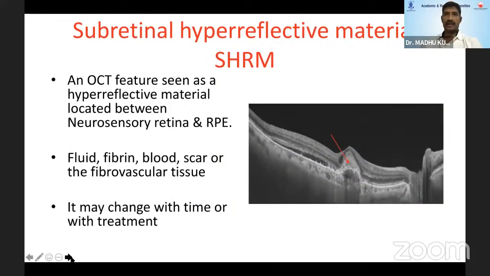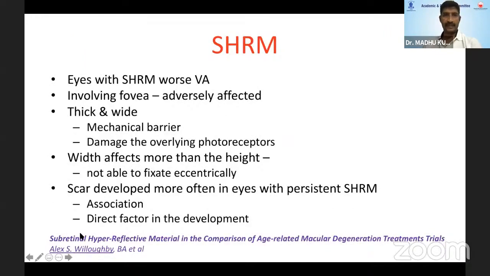Now coming to subretinal hyperreflective material, it's an OCT feature seen as a hyperreflective material located between the neurosensory retina and RPE. It is formed of fluid, fibrin, blood, scar, or fibrovascular tissue. It may change with time or with treatment. Eyes with SHRM have worse visual acuity. If they involve the fovea, that eye will be adversely affected.